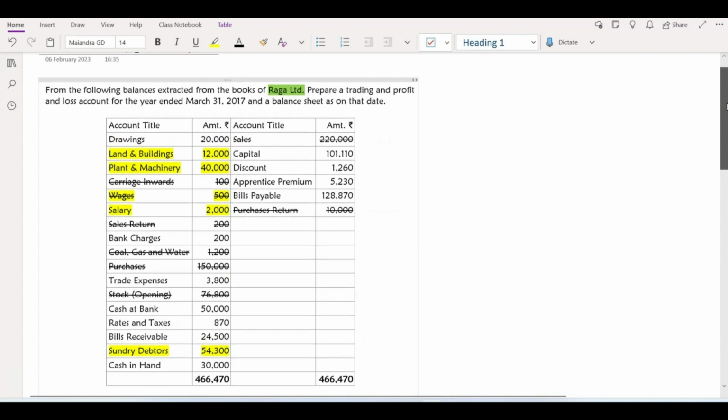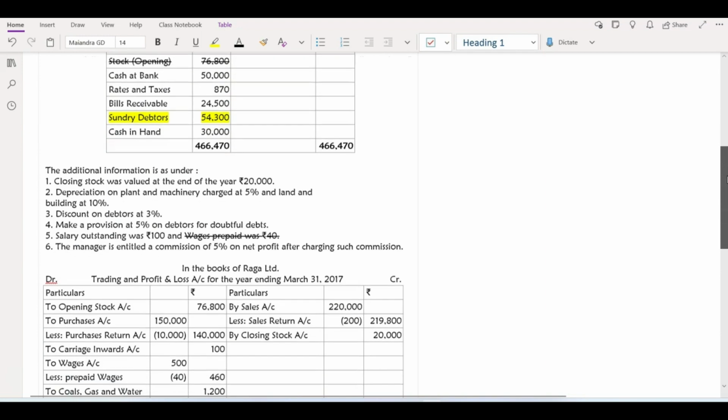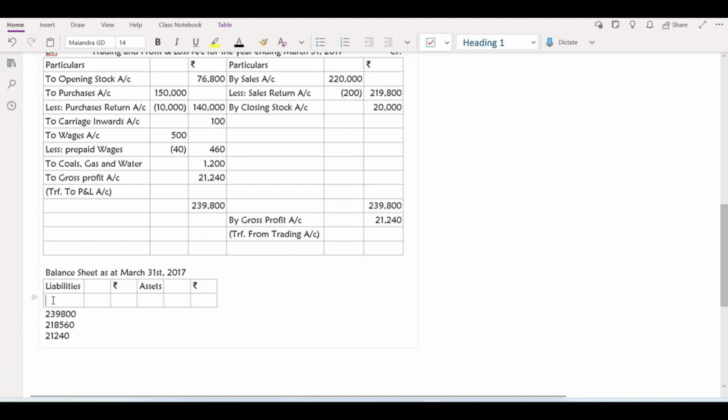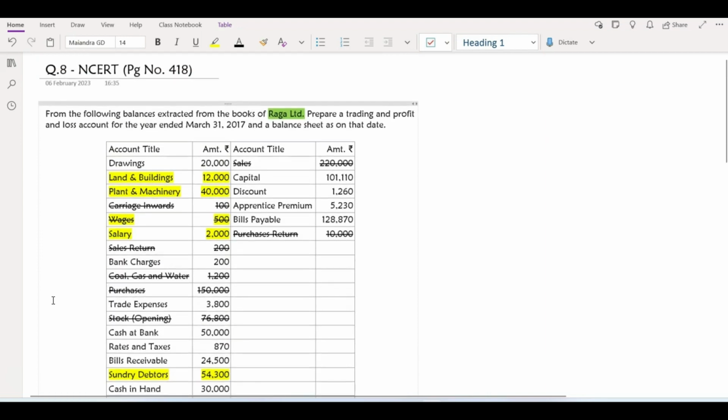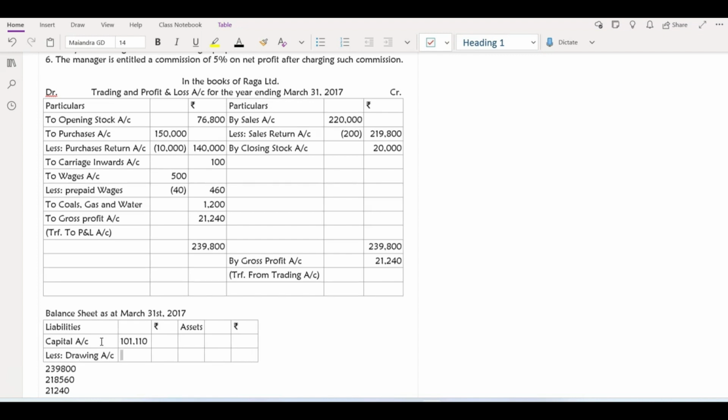All right, now again let's come back to here. The first item is drawings here. Now what I'm going to do, I'm going to complete everything. So I'm not going to postpone anything. I want to write drawings, but before writing drawings, I need capital. So fine, let's start with the capital. All right. So in the balance sheet on the liability side, I'm going to write capital account. What is the balance? 101. Okay, it's a quite unique number. 101, then 110. And then I also have drawings, so I'm going to write here less drawings account.